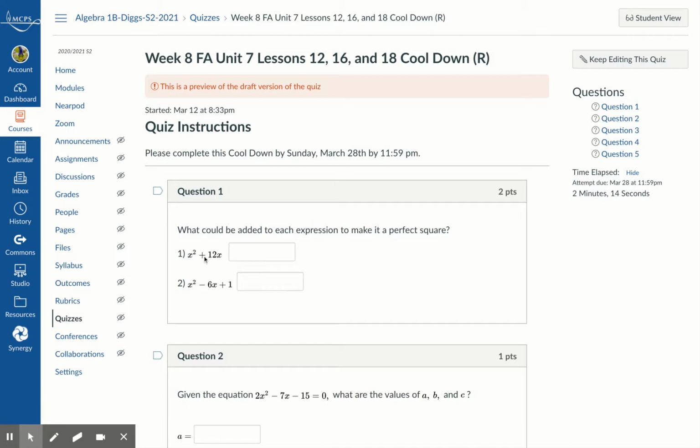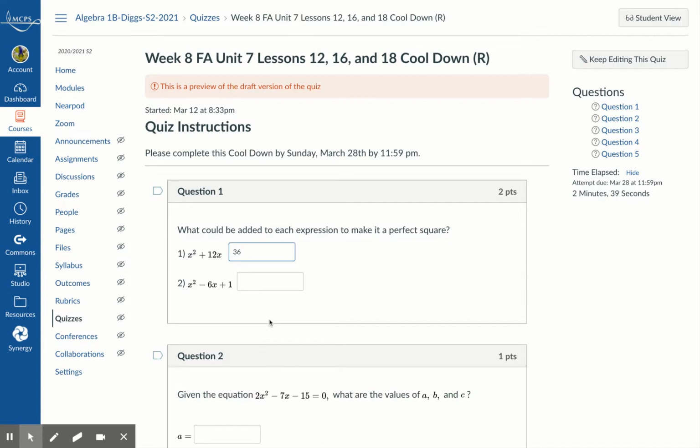So remember we learned how for something to be a perfect square, you take the middle term and take half. So half of 12x is 6x. That coefficient is 6. And then you square it. So 6 squared is 36. So I could add 36 to that expression to make it a perfect square.